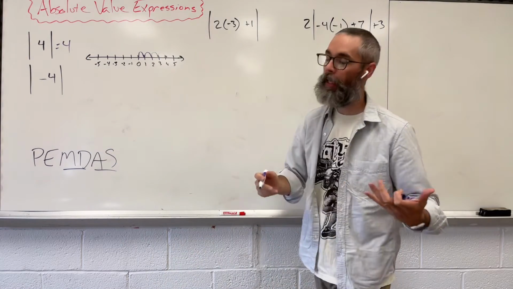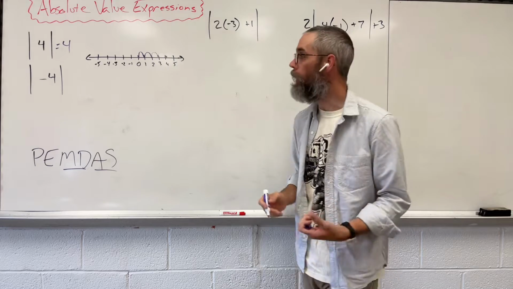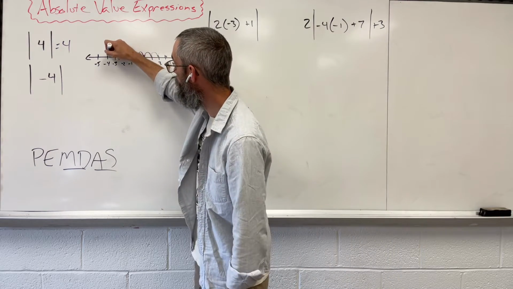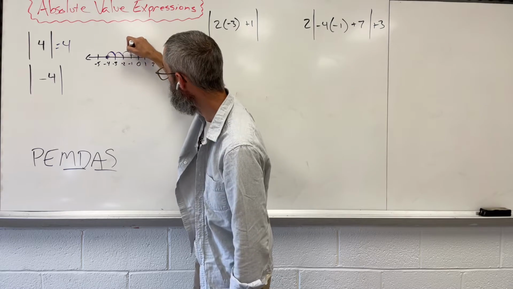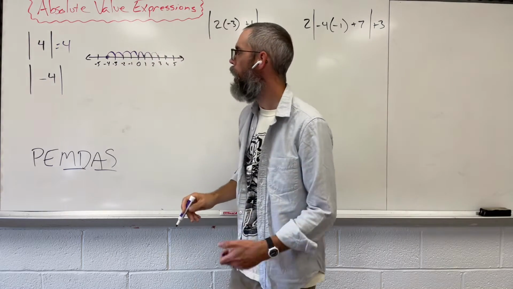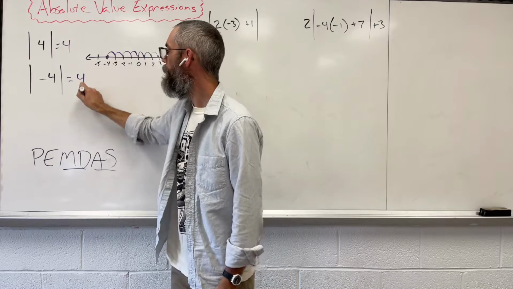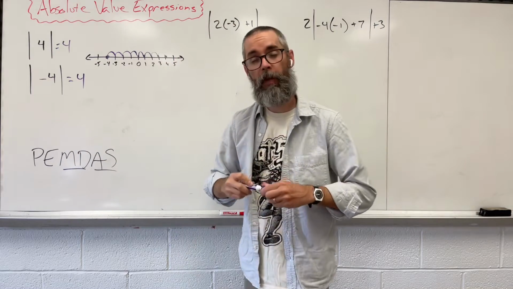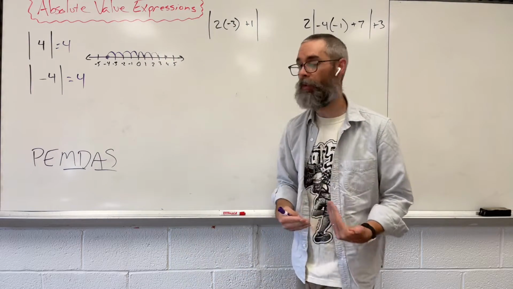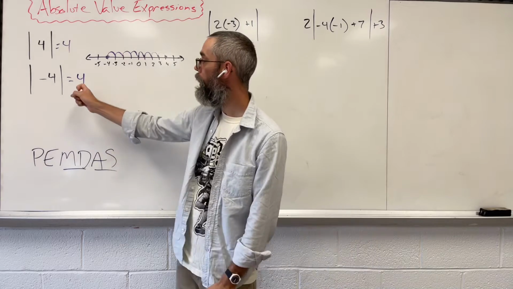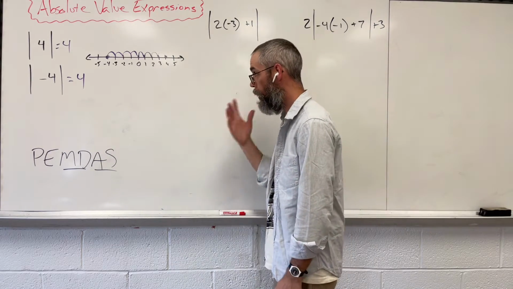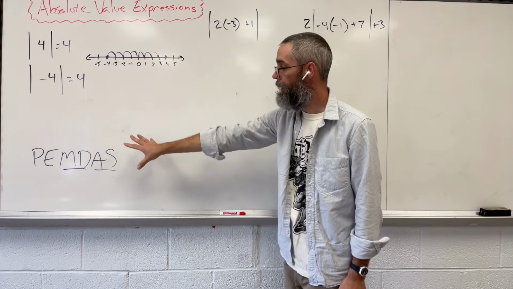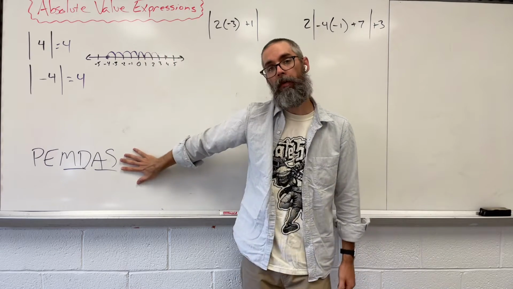Okay, if we're standing at absolute value of -4, I want to find out how far away are we? We're a distance from zero. 1, 2, 3, 4. Okay, so whether we have a positive number inside the absolute value or a negative number inside the absolute value, either way, when we talk about the distance, our answer is going to come out to be a positive number.